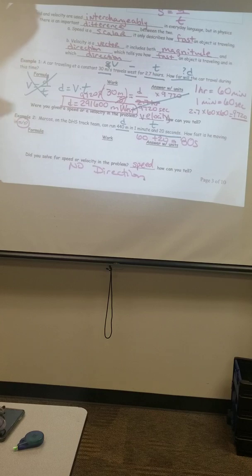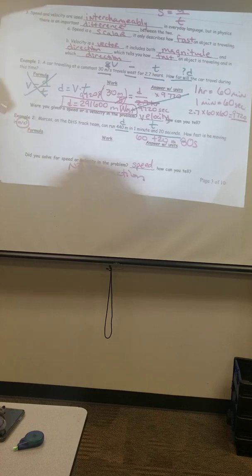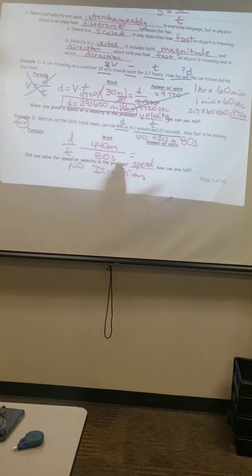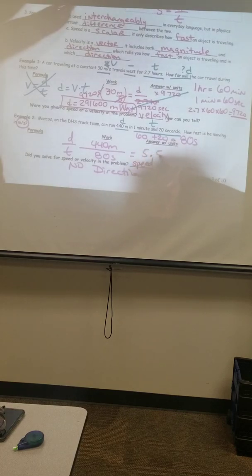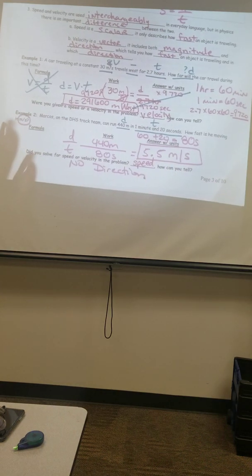I can't tell whether it's a speed or whether it's a velocity just because of the SI units. So in this case, d over t. D is 440 meters. T is going to be 80 seconds. Those units do not cancel each other out. 440 divided by 80 comes out to 5.5 meters per second. Leave it alone. Don't add a direction because it's a scalar quantity. Turn the page to example 3.